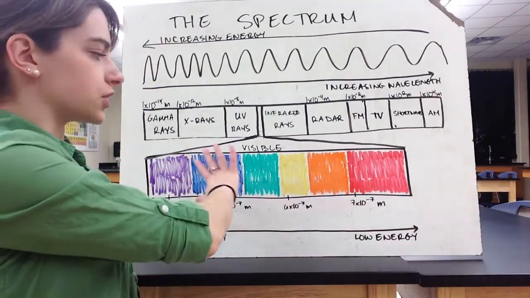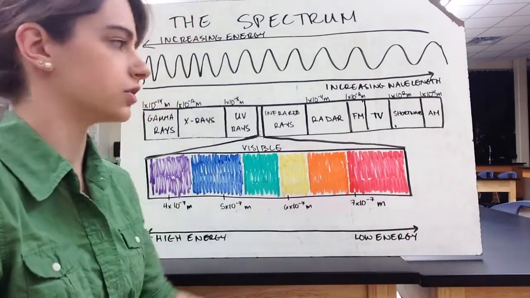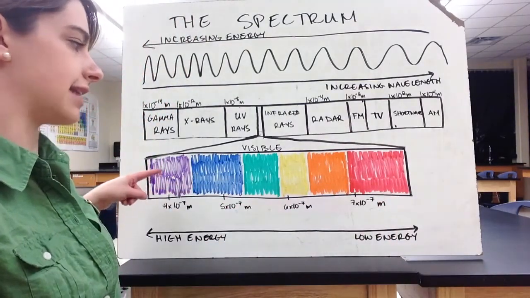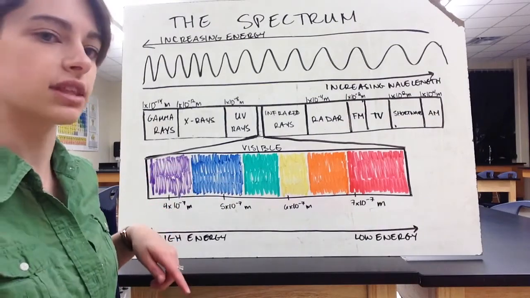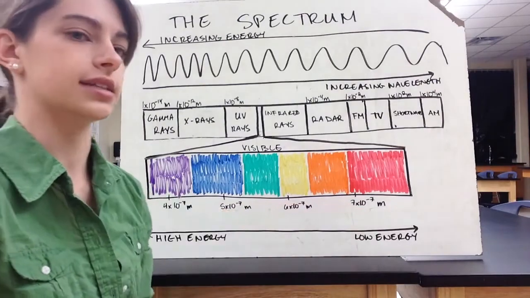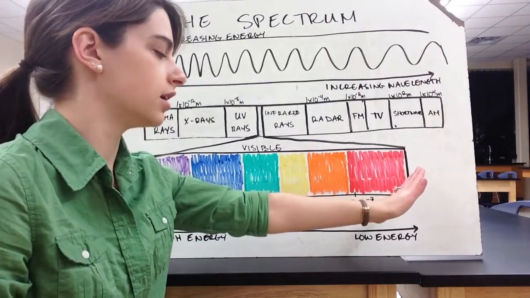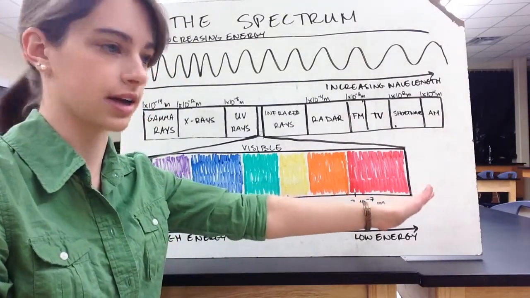So purple blurs into blue, which blurs into green, into yellow, orange, and red. So red has your lowest energy. Purple has your highest energy. And those wavelengths range between 4 times 10 to the negative 7th meters and 7 times 10 to the negative 7th meters. Once we get past the red, so remember we're increasing wavelength, so we're getting lower energy.